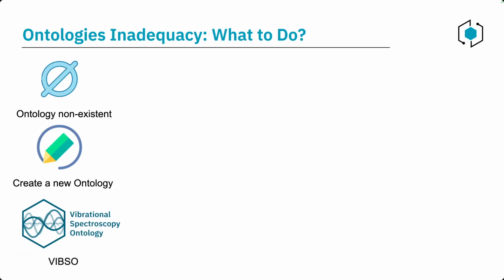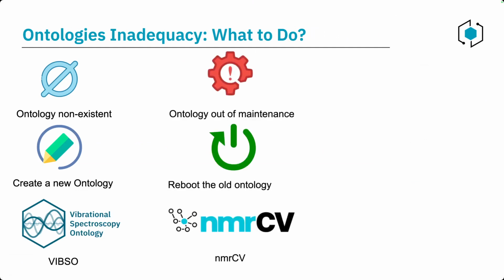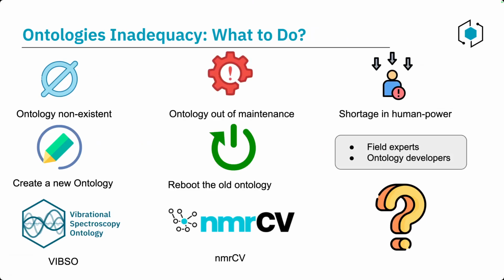And the issues we are having when we are trying to work with ontologies: first, an entire ontology that is domain specific could be nonexistent, or you could create a new ontology, and this is what we have done in FTI4Chem in the case of VIVSO. The other case is that the ontology is there, but it's not maintained, which was the case of NMR-CV, so we rebooted it. But in most cases, the ontology is there, it's maintained, but there is a lack of human power there. We don't have enough field experts and ontology developers.